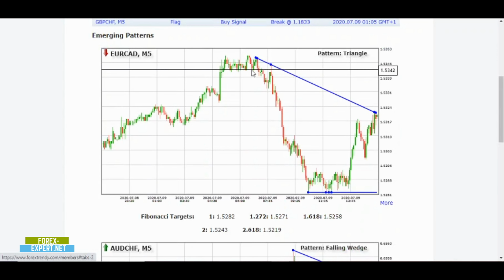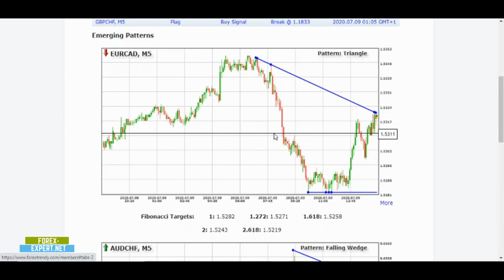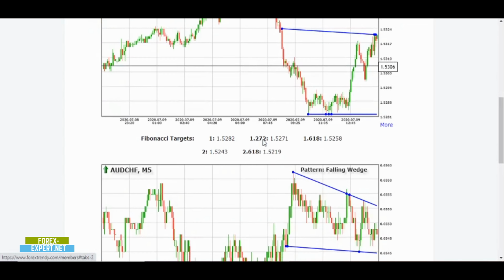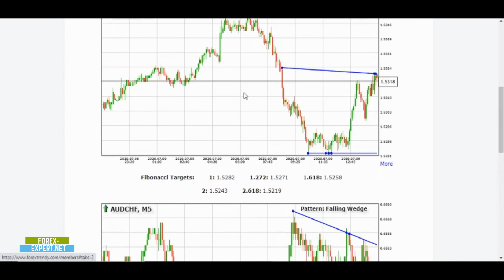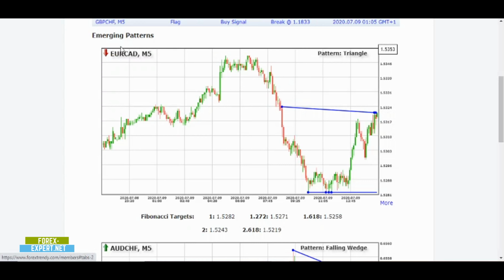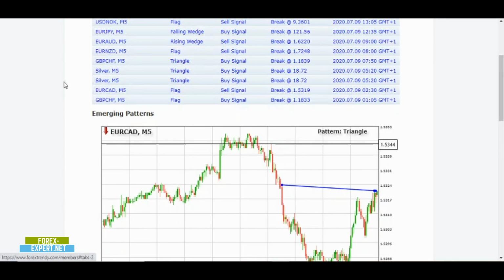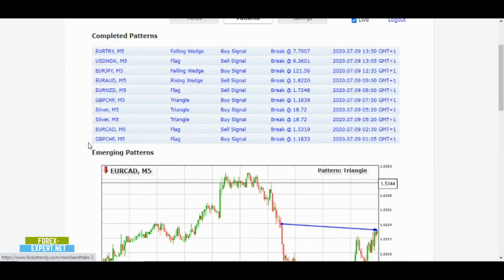I usually take a look at the price action first, then I open my cTrader and take a wider look at my broker charts, and I decide whether to enter or not once the pattern is complete. Okay. So let's see the first trade.